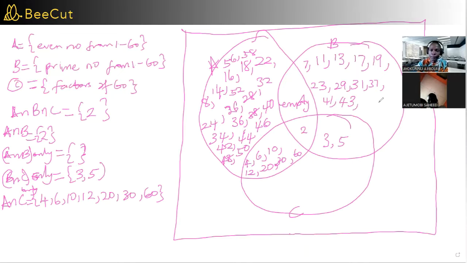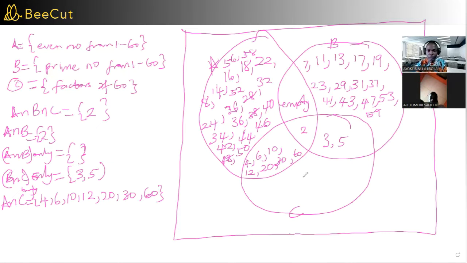43, 47, 53, then the next should be 59. So these are the remaining prime numbers that are supposed to be in B, apart from this prime number that has been removed. Now C are factors of 60.